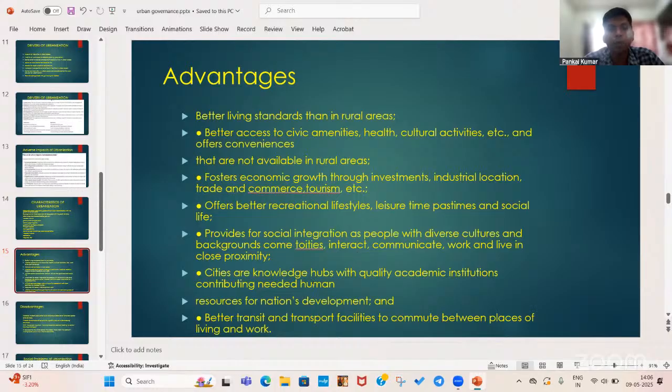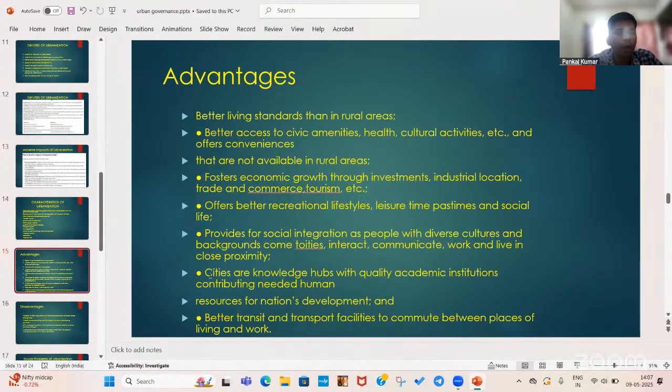Then cities are knowledge hubs with quality academic institutions contributing needed human resources for national development. This is very important, that there are some very good academic institutions located in urban areas. And that's why, as a country aspiring for a knowledge economy, it's very important that urbanization is a center of knowledge and a center of development and skilling of our human resources. So it plays an important part. Then comes better transit and transport facilities to commute between places of living and work. So it also makes people's life easier. It saves their time as well.